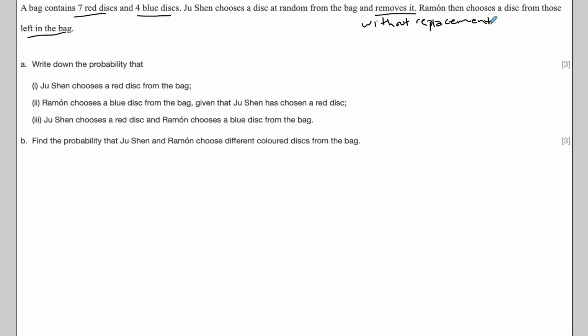Now, this question can be nicely visualized using a tree diagram, but you don't have to do that. We will try and do it without. So the first question wants you to list probabilities. The first one is quite straightforward. Write the probability that Jushan chooses a red disk from the bag.